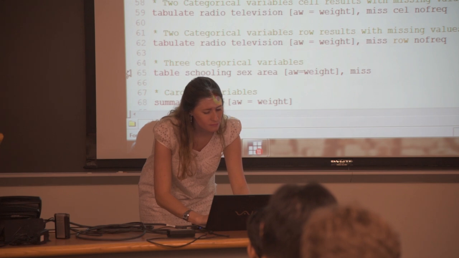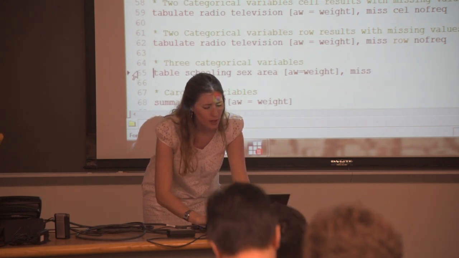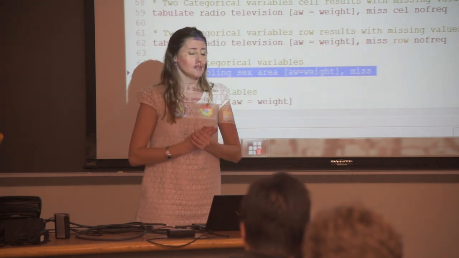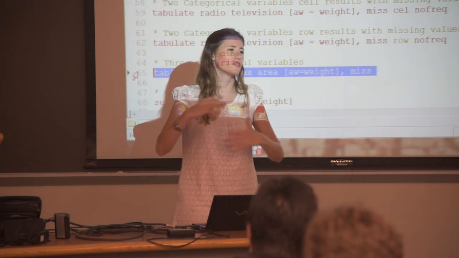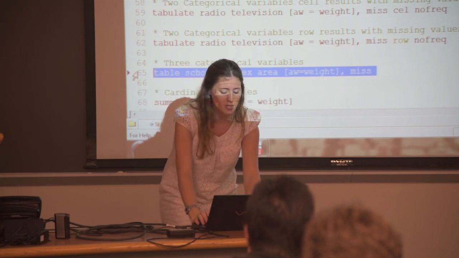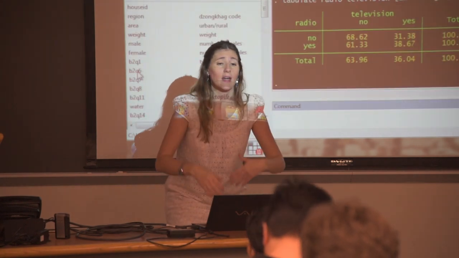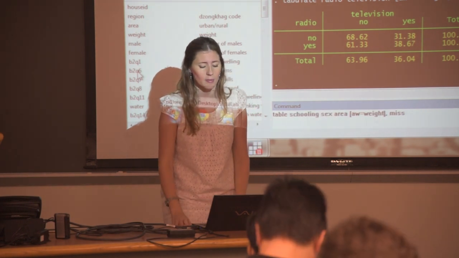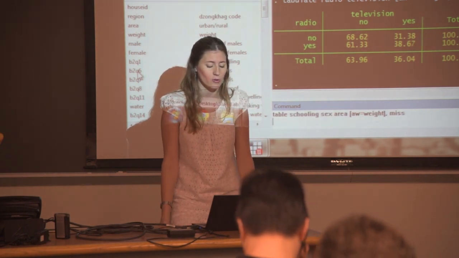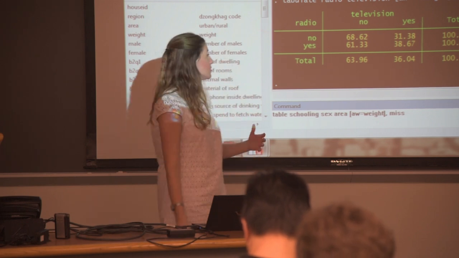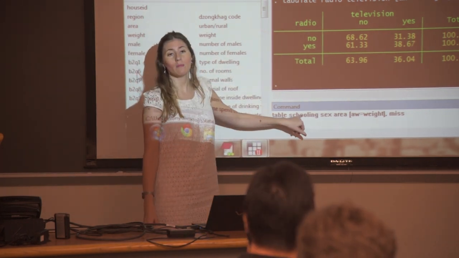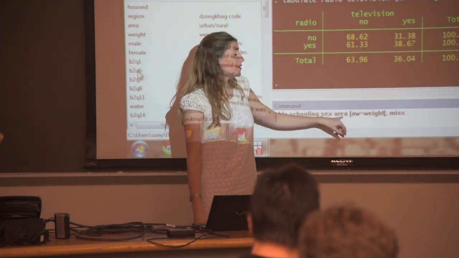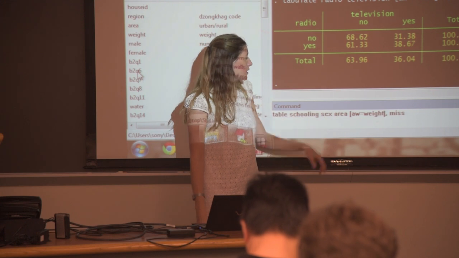Now, imagine that we want to add a third variable. We are getting ambitious and we want to keep adding more variables and crossing more stuff. So now we're going to use a different command because we are adding a third variable, which is table. It's similar, but it's not tabulate anymore, it's table. So we're going to be using 3 variables now: schooling, which refers to the number of years that have been completed of school, gender, and the area, urban or rural area.